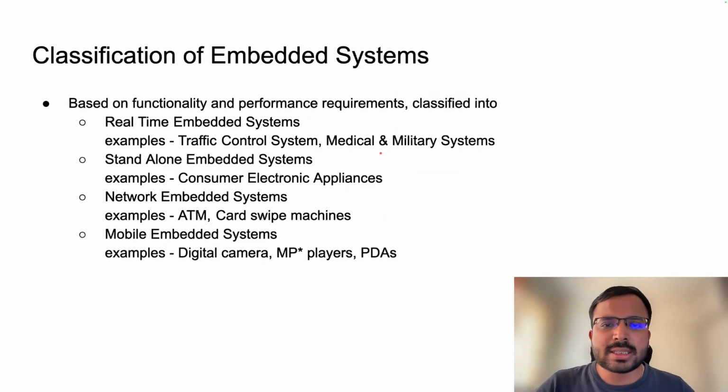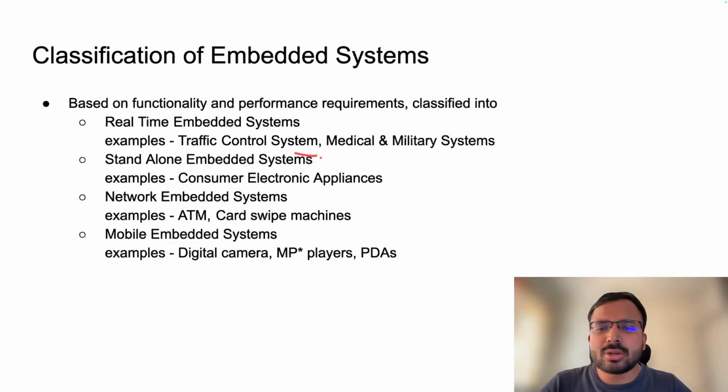So what is the classification of embedded systems? Embedded systems can be classified into different categories based on certain parameters. What we have listed here is based on functionality and performance requirements, right? So first is real-time embedded systems. Real-time embedded systems are expected to produce outputs within a certain time, and depending on whether they miss their deadlines, they can be classified into hard real-time embedded systems and soft real-time embedded systems. So for example, your traffic control system is an example of a soft real-time system.